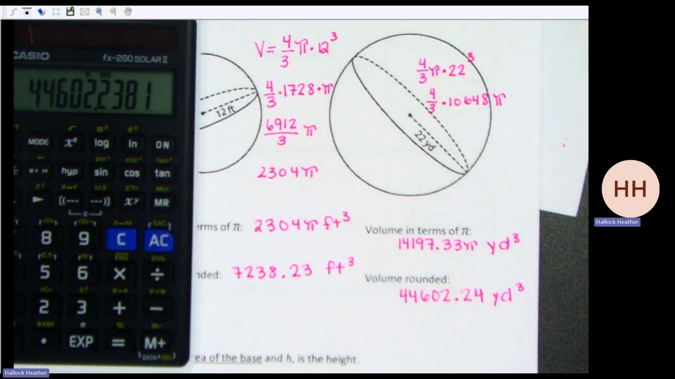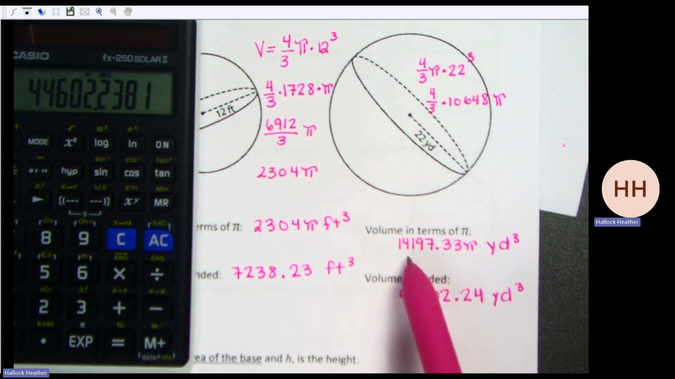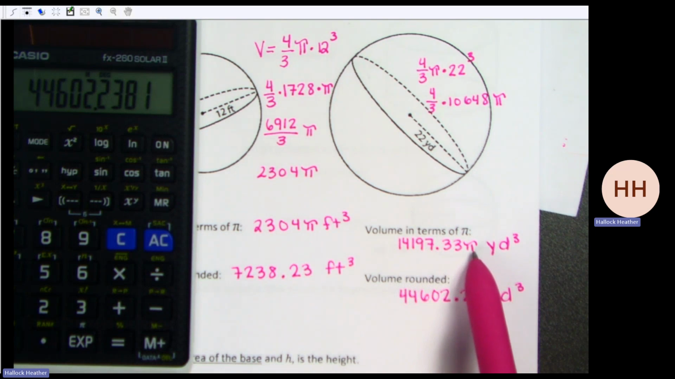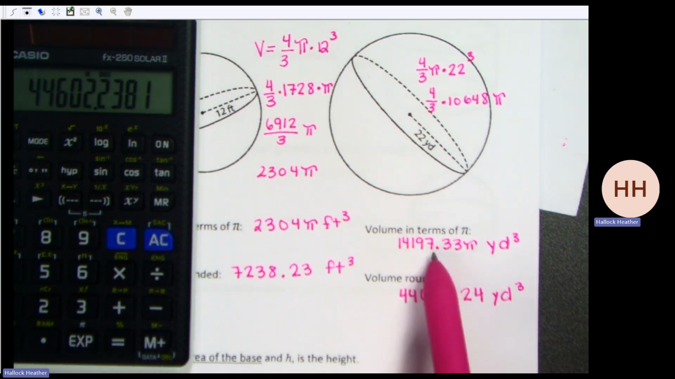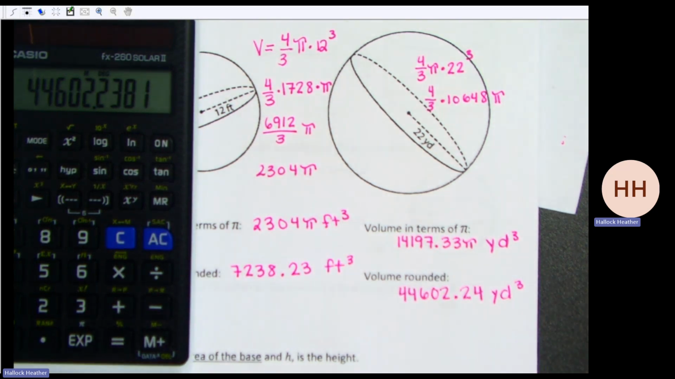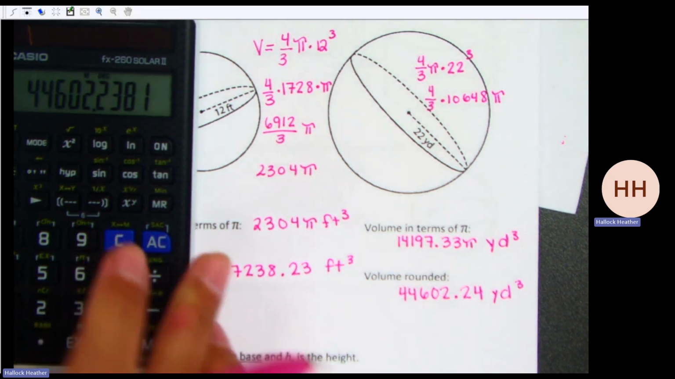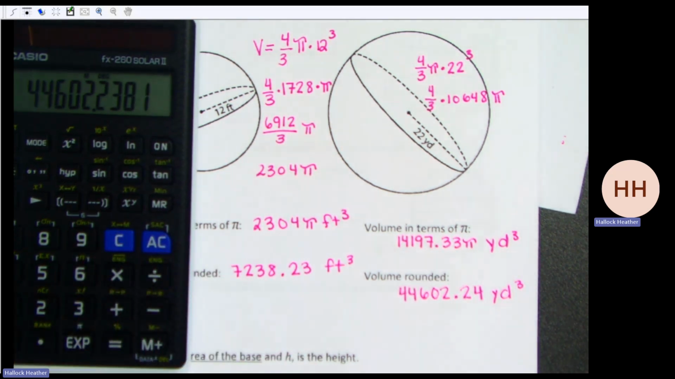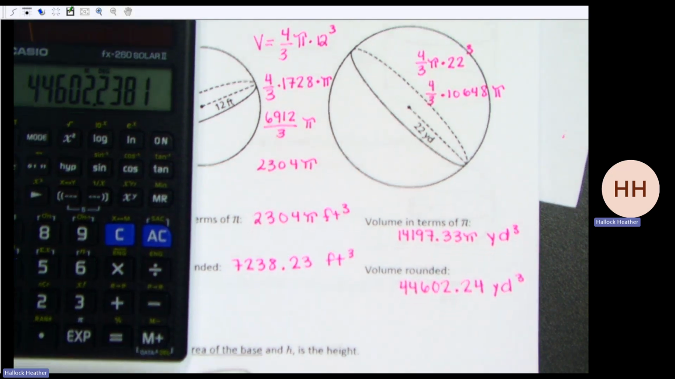Okay, so you should have got 14,197.33 pi in terms of pi. And then when I multiply that by the pi button, once again, I used the entire decimal from the original problem multiplied by the pi button. So if you notice that your decimal is off by like 0.01 or something like that, that's because you did not use the whole decimal. You want to be careful when you're doing that. You want to use the whole decimal multiplied by the whole pi button decimal, then round at the end.